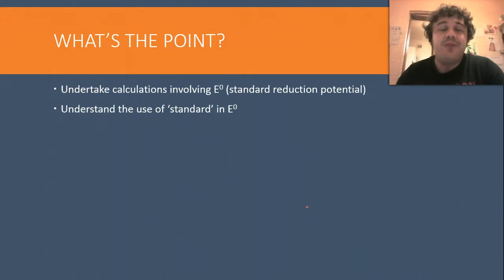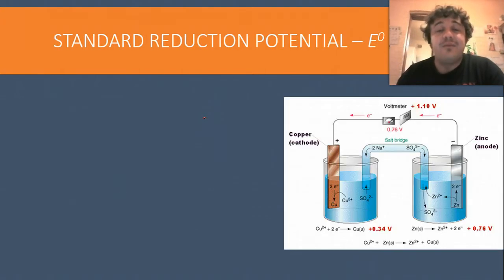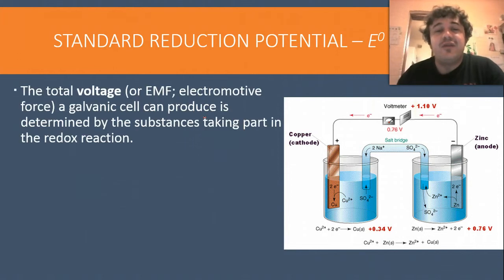So basically, you want to do two things out of this. You want to undertake calculations involving E naught, so standard reduction potential, we're talking about redox reactions still, and you want to understand what the use of the word standard means there. And it means something very specific, which I'm sure some of you might have guessed by now, but we'll see as we go in. Okay, so standard reduction potential.